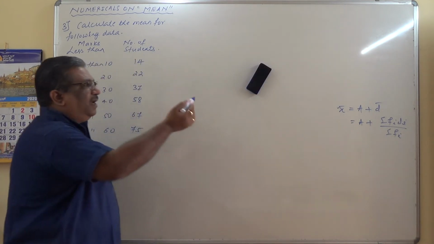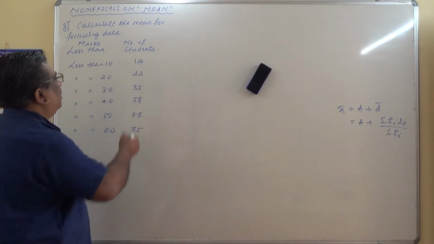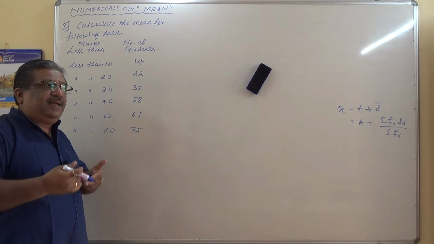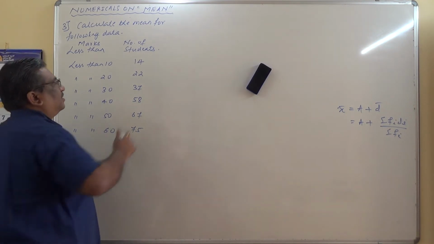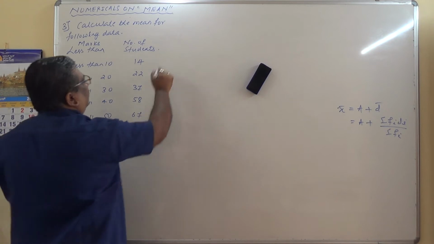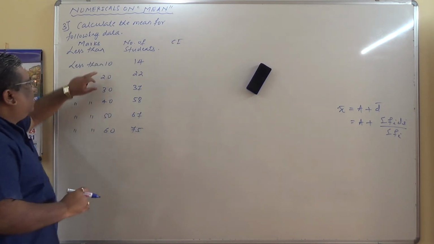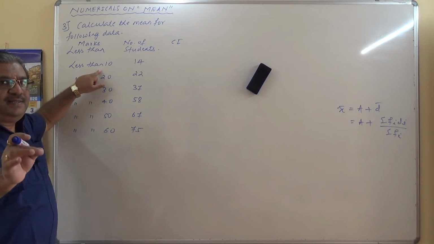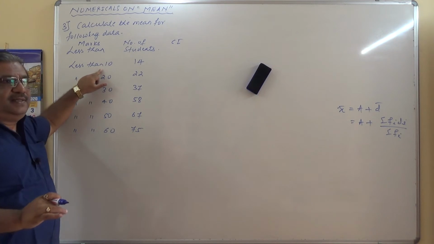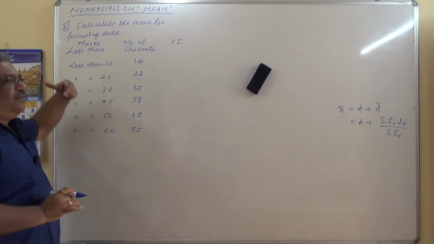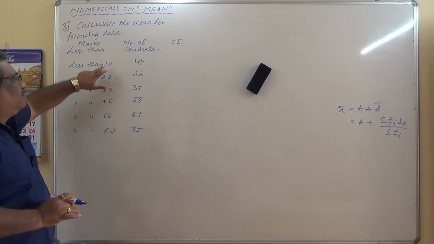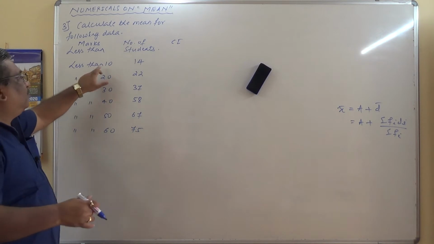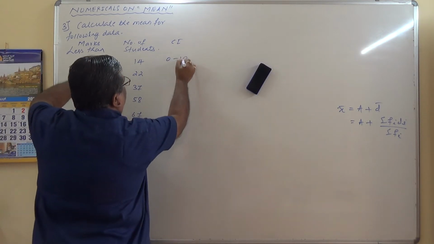So definitely I require the columns up to the deviations. But before that, I need to convert this into data having class intervals and frequencies. So I'll continue this data as it is, class interval. Check here the difference between these two, it is 10, meaning the class size is 10. In a less than series, these are always upper limits, so I need to find out the lower limits for all of these. Less than 10 means 10 minus the class width, which is 0. Therefore 0 to 10 is the first class interval.